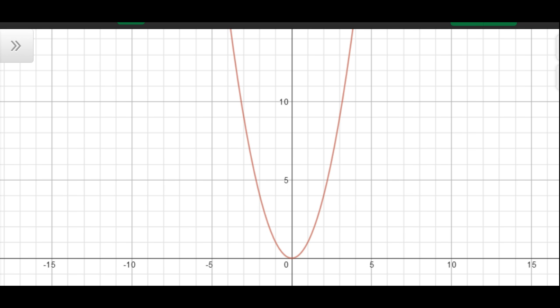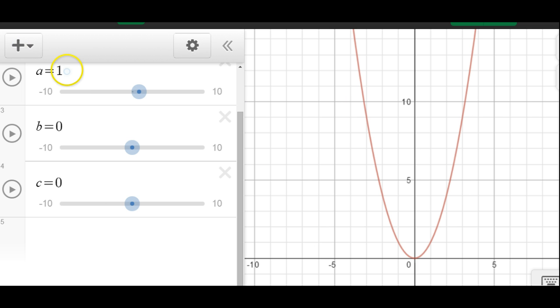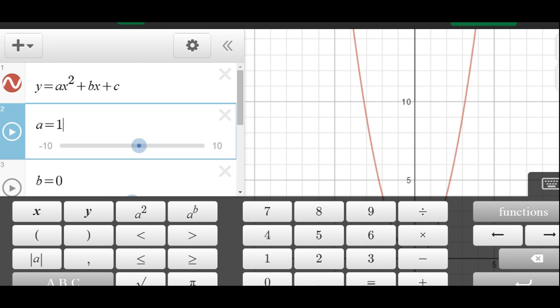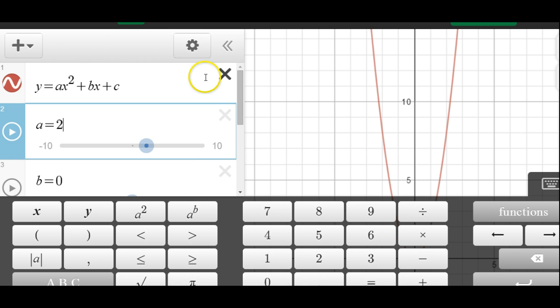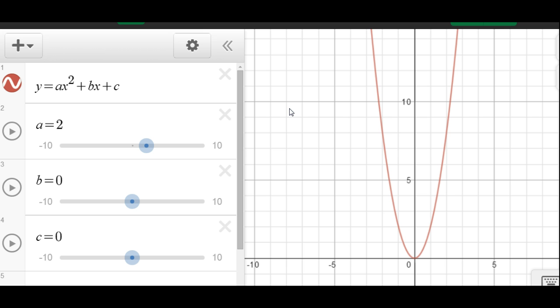So if I look at the vertex and go 1 unit from the vertex and go up, now here, let's play with this a little bit. So let's say I make A 2. Okay, so now I've moved 1 unit away. How far up am I going? 2.